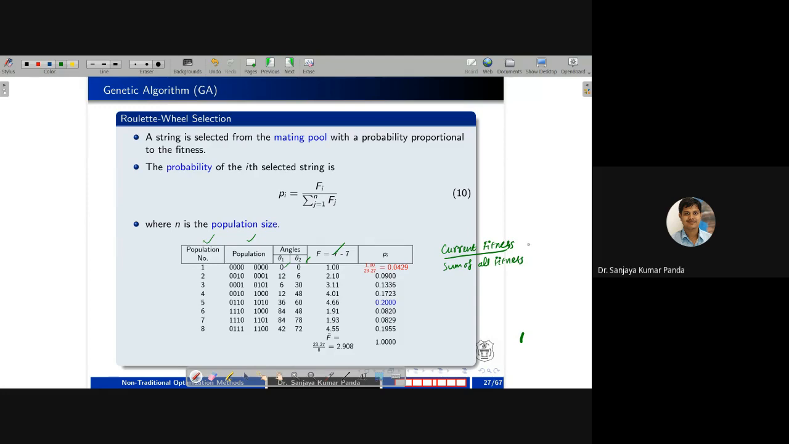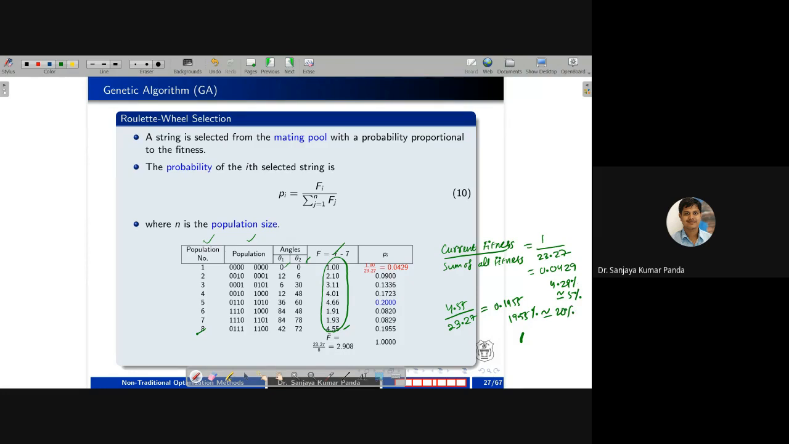For population 1, the fitness is 1, and if you sum all the fitness, you will get 23.27. So you will get the value 0.0429, and percentage-wise it is 4.29%, which is equivalent to 5%. Similarly, if you choose population number 8, it is 4.55, the current fitness, divided by 23.27. You will get 0.1955, which is 19.55%, equivalent to 20%.